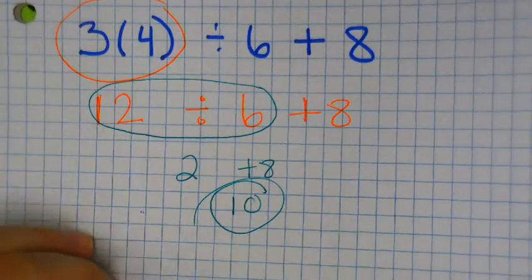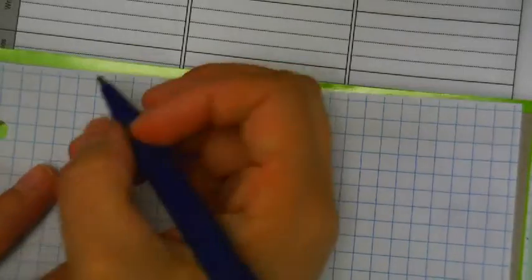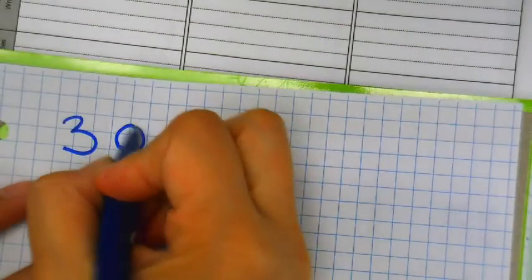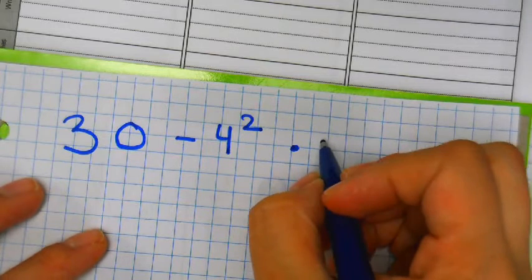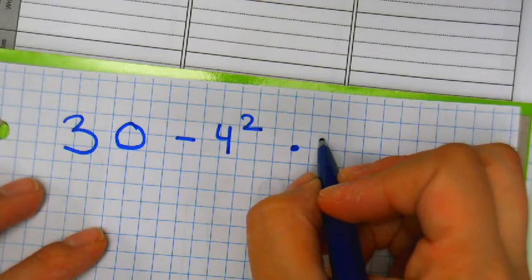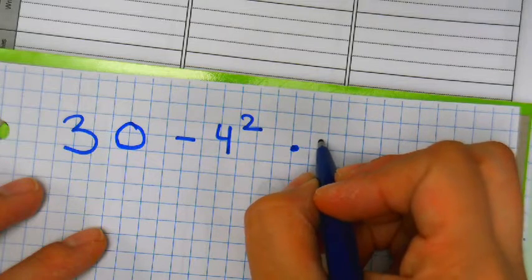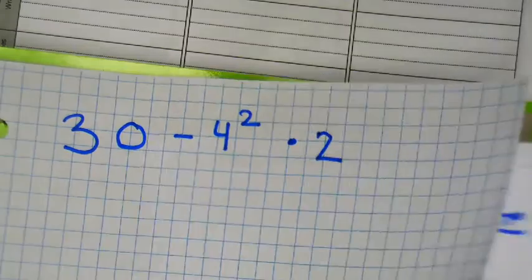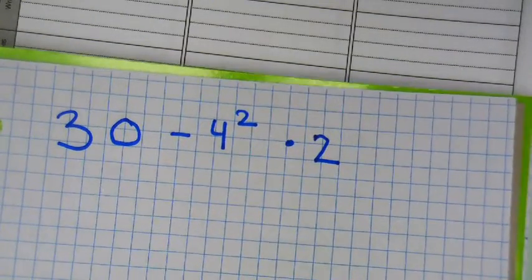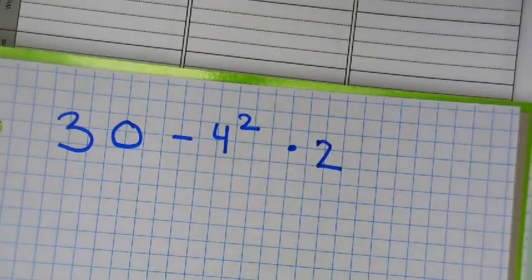All right. Let's see, what would be a hard one? 30 minus 4 squared times 2. Ooh, I'm gonna love this one. You, maybe not so much. Me, yes. All right. What do I do first?